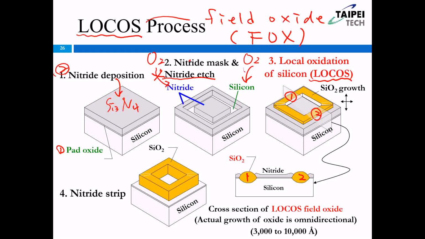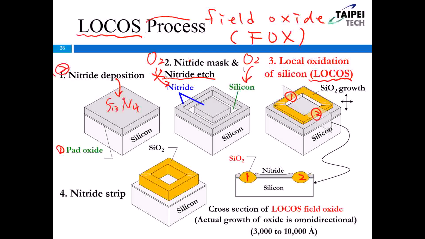F means field, and OX means oxide. So next time when you see OX, you need to know it means oxide. F means field oxide. The field oxide just means those two regions, which we use to isolate between two transistors. And right now we still have the nitride here.